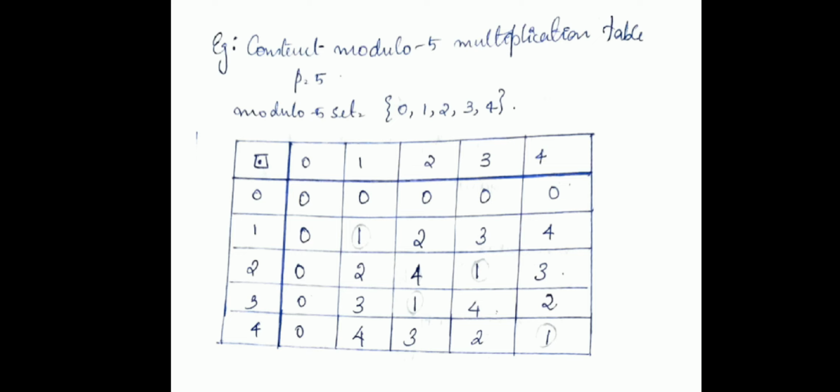Next, 4 into 1, 4. 4 into 2, 8, 8 minus 5 is 3. 4 into 3, 12, 12 minus 5 is 7, 7 minus 5 is 2. Then 4 into 4, 16, 16 minus 5 is 11, 11 minus 5 is 6, 6 minus 5 is 1. So the remainder is 1. So that's the multiplication table.